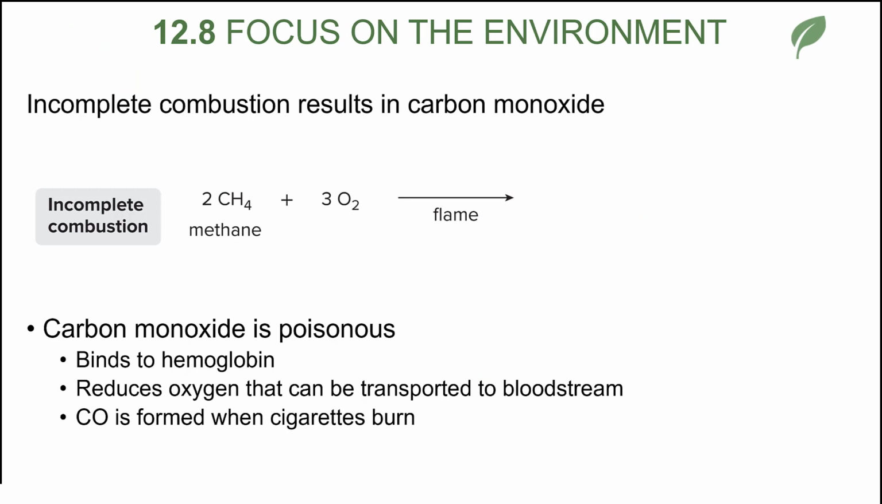Incomplete combustion can result in carbon monoxide. So if your gas doesn't combust cleanly, we can also get the introduction of carbon monoxide, or CO. Plus 4 waters and energy. This is a poison gas that can bind to hemoglobin. This can reduce the amount of oxygen that's transported into your bloodstream.